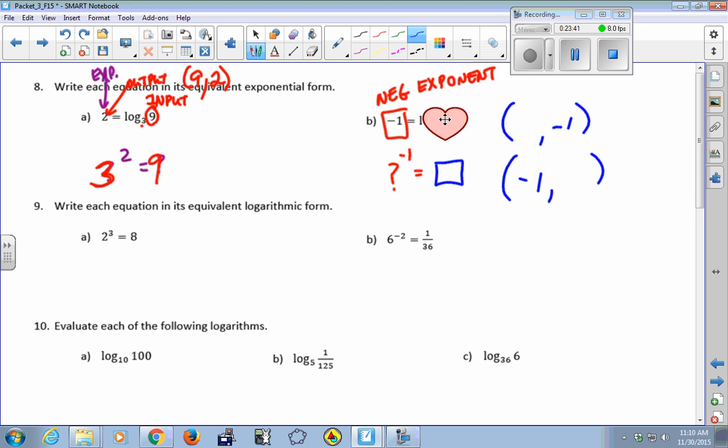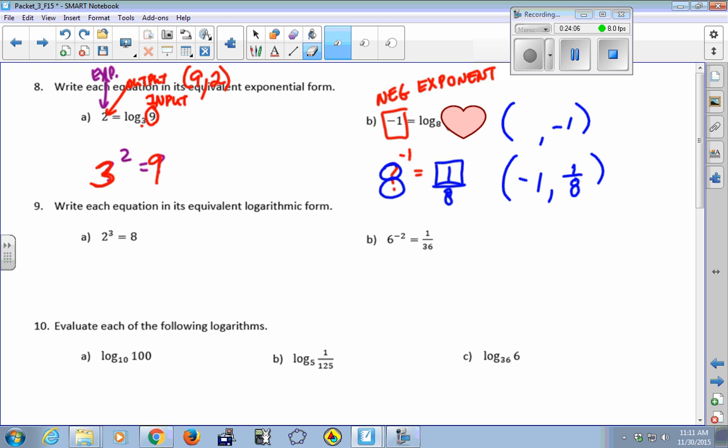I scoot this heart over to look for the little base. Ooh, it's 8. So it's 8 to the -1. So if I say my base is 8 and my exponent's -1, my answer here is what? 1 over 8. So my output here is 1 over 8. That is the input right here into my log function. So you see, there it is sitting right there.